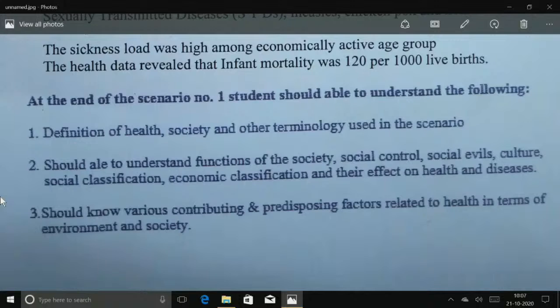Number 2, should be able to understand functions of the society, social control, social evils, culture, social classification, economic classification and their effect on health and diseases. Should know various contributing and predisposing factors related to health in terms of environment and society. So this is what is expected at the end of scenario 1.